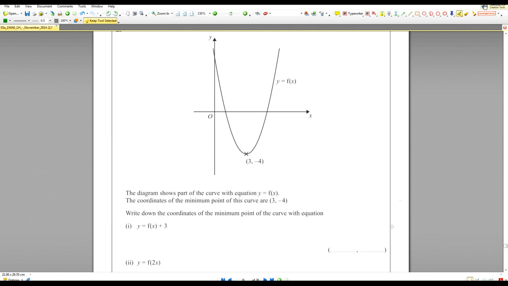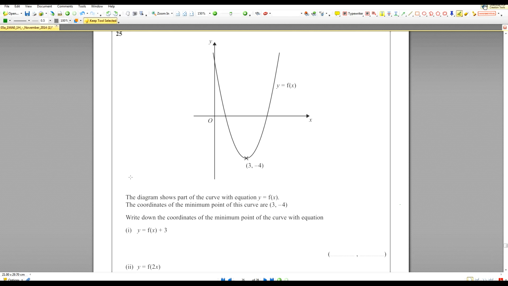Okay, this is the last question, question number 25. The diagram shows part of the curve with equation y is equal to f of x. The coordinates of the minimum point are 3, minus 4. So this is transformation of functions. If you look at some of the videos, you'll see some more work on this. Now, this is your standard function, y equals f of x.